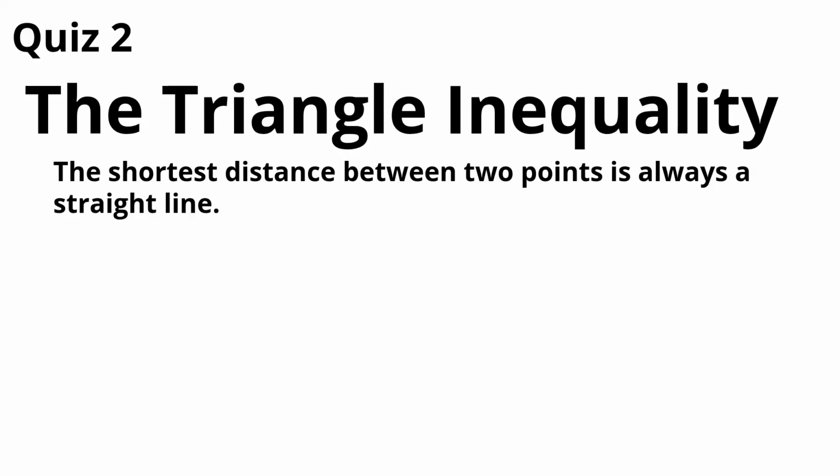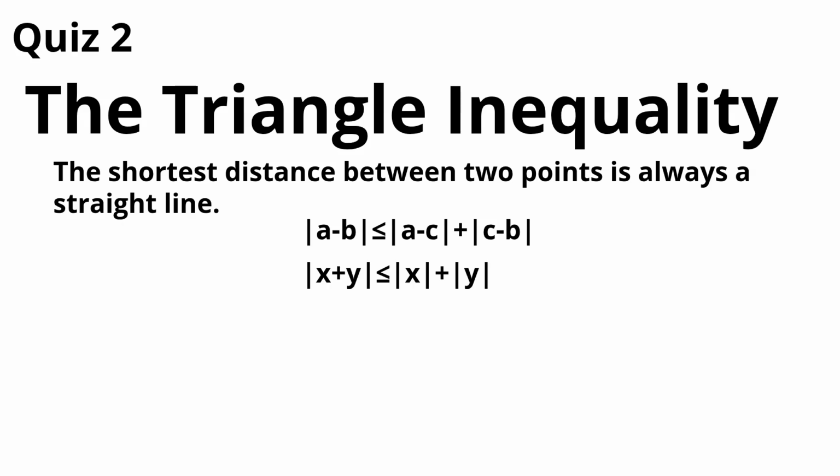But more formally, it's defined as the absolute value of a minus b is less than or equal to the absolute value of a minus c plus the absolute value of c minus b. This can also be written in another form as the absolute value of x plus y is going to be less than or equal to the absolute value of x plus the absolute value of y.